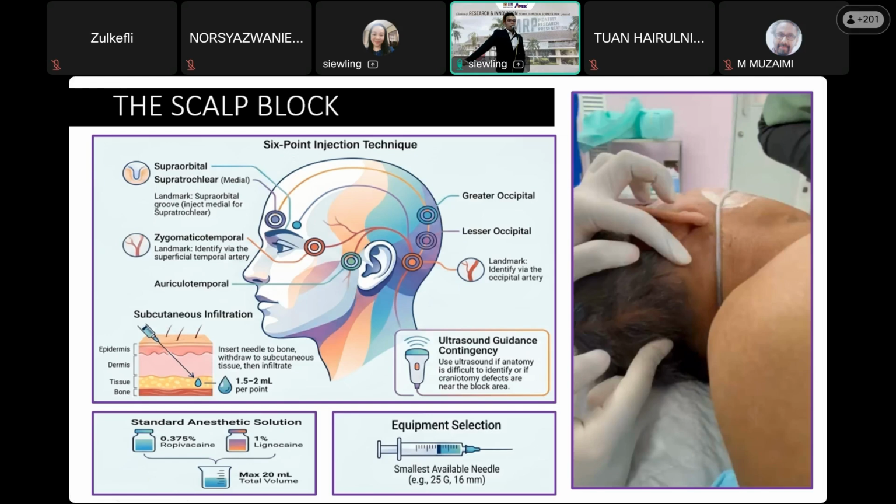And of course, we have to know the distribution of the nerves for us to actually target the exact location that we want to provide analgesia to.